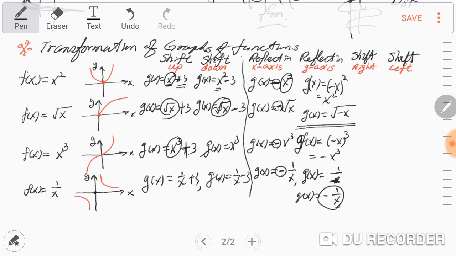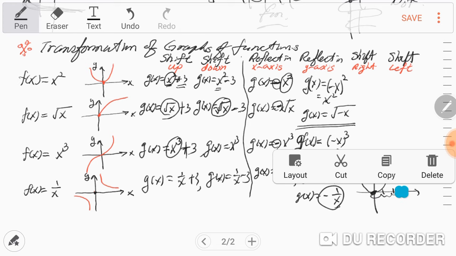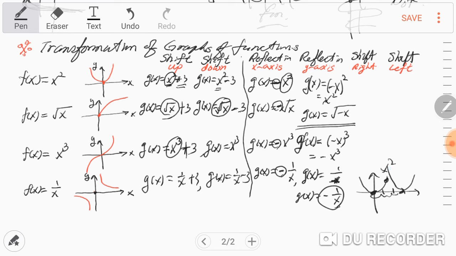Then let's check this one. Shift the graph of x squared, let's say, 3 units to the right. That means, here is the x squared graph. I want to shift this 3 units to the right. Then this point moves to here, and each point moves to the right. Then the graph looks like this. The x is moved 3 units to the right. And let me write the function first. The g of x is equal to, this time I'm going to replace x with x minus 3. So replace x with what? x minus 3.